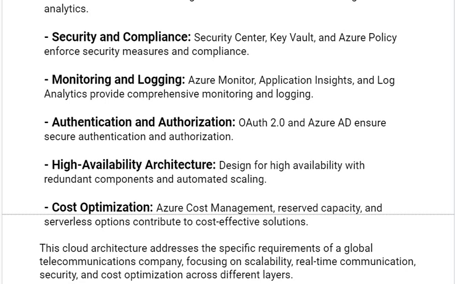This cloud architecture addresses the specific requirements of a global telecommunications company, focusing on scalability, real-time communication, security, and cost optimization across different layers.